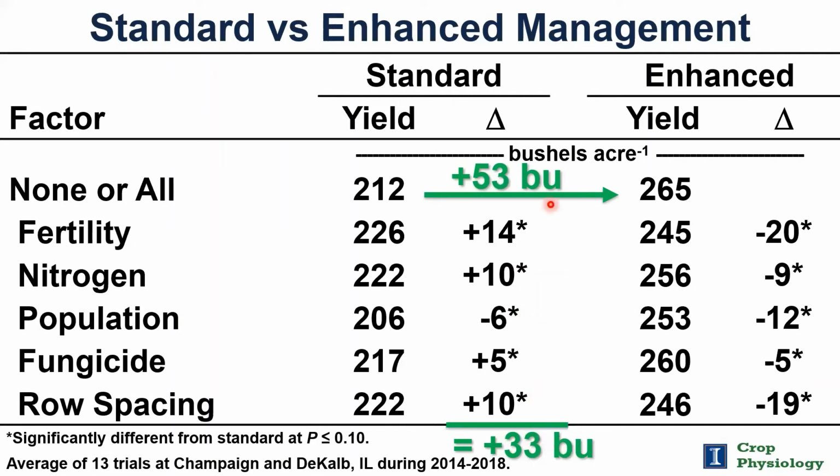We got a 20 bushel yield boost by combining those 5 factors than if you were to just take the individual sum of those 5 factors. Now, can we expect this 53 bushel response to enhanced management every single time we put this system out there?